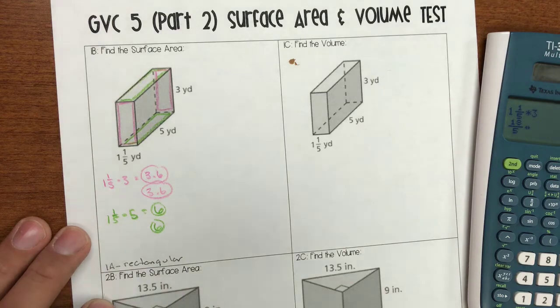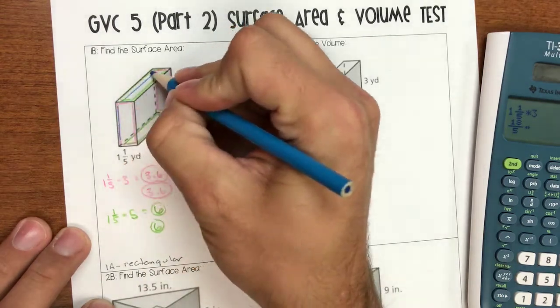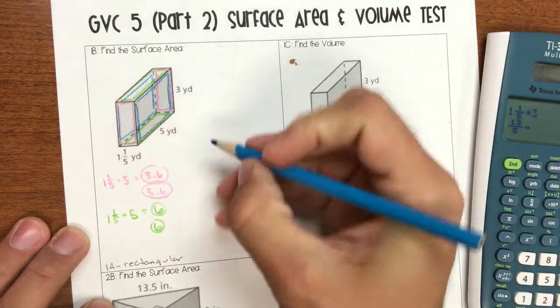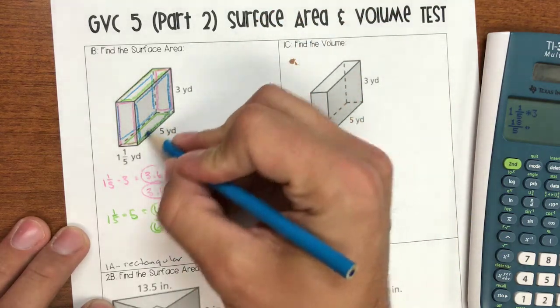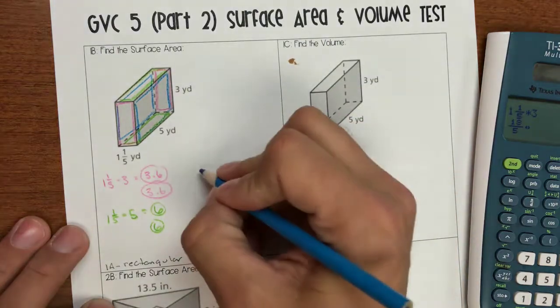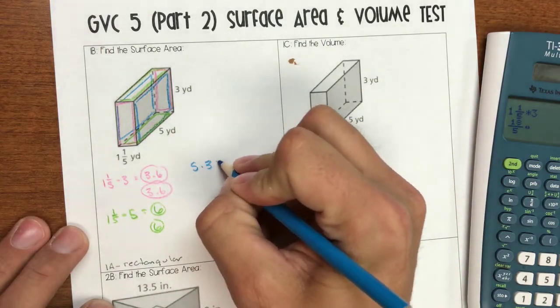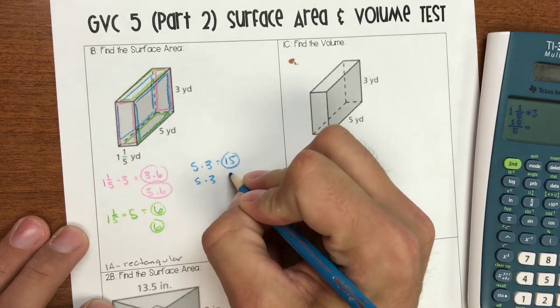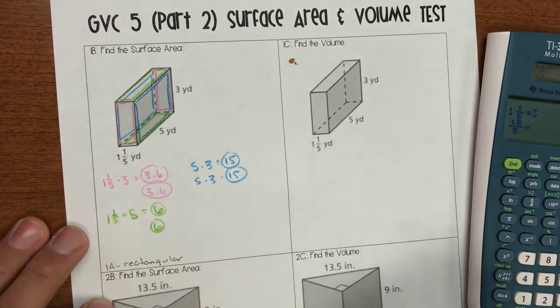And now I've only got two sides left. I've got the left, this side over here, and I've got the right. And this is the easy side because it's 5 deep, it's 5 going this way, and it's 3 tall. So I just do 5 times 3, and I get 15. And there's 2 of those. So I do 5 times 3 again, and I get 15.